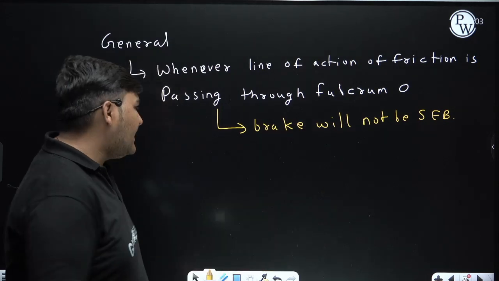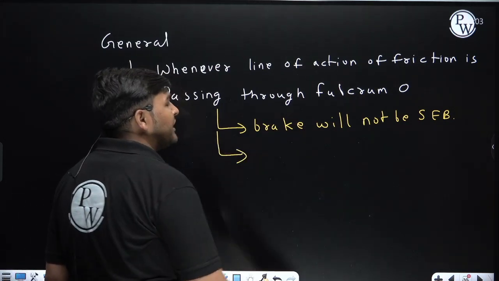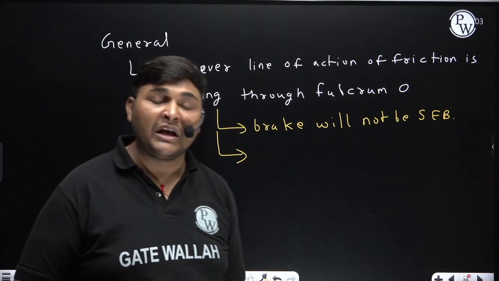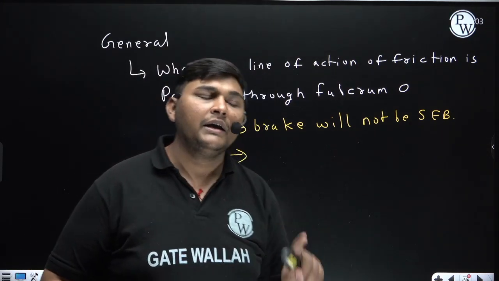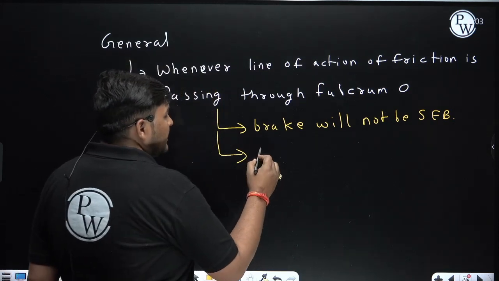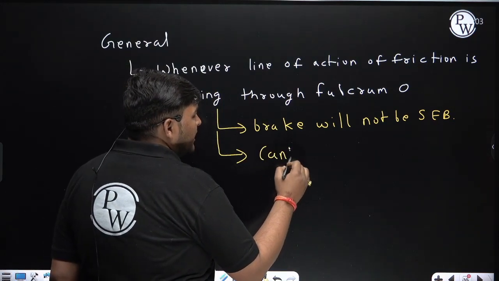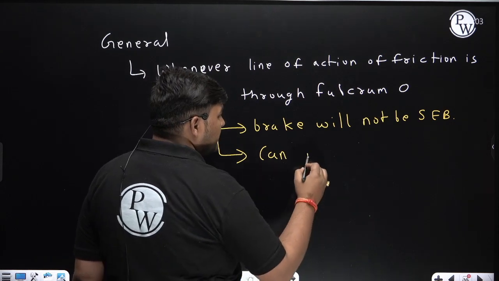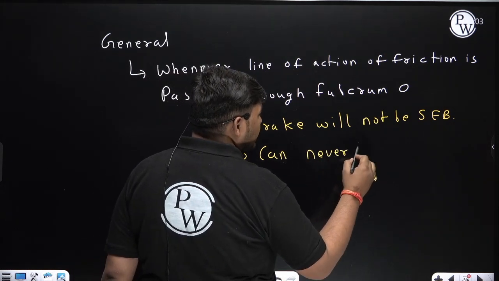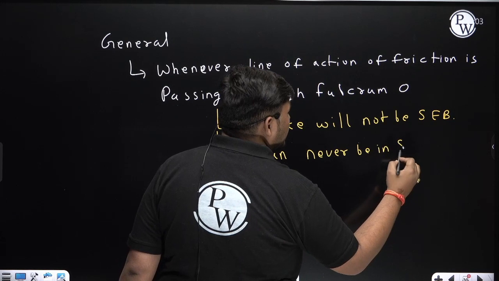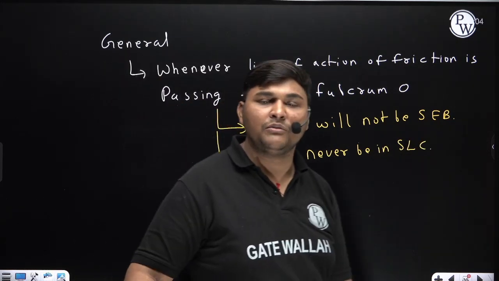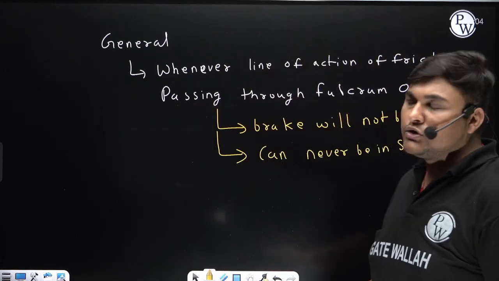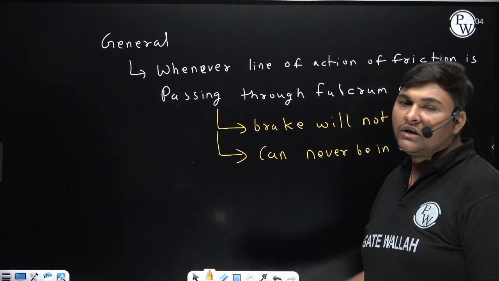Okay. And if brake is not a self-energizing brake, then that brake can never go in self-locking condition, because in that case P can never become 0 or negative. Means in that case the brake can never be in self-locking condition. P will always be greater than 0. It will never become 0 or negative. Okay. So if you want, for this case you can remember this conclusion.